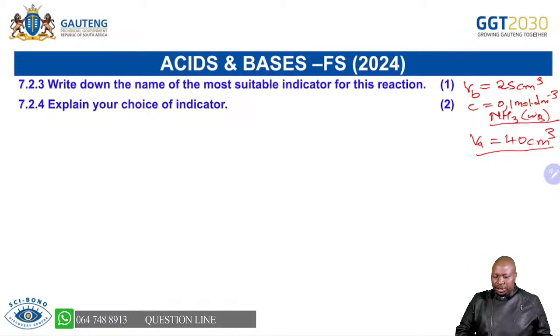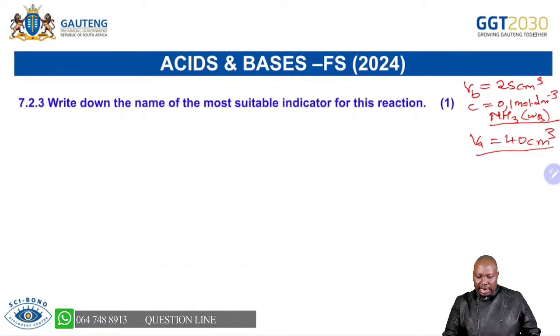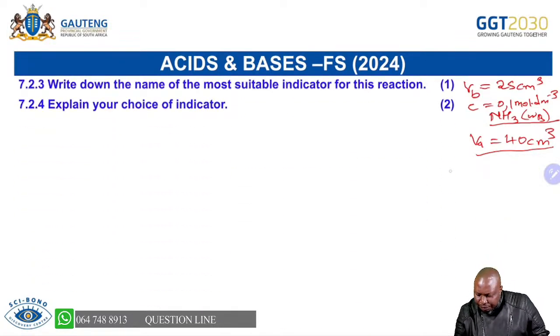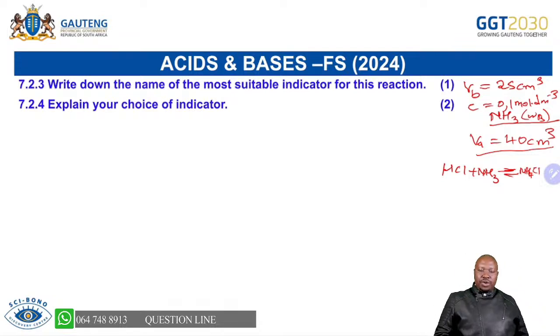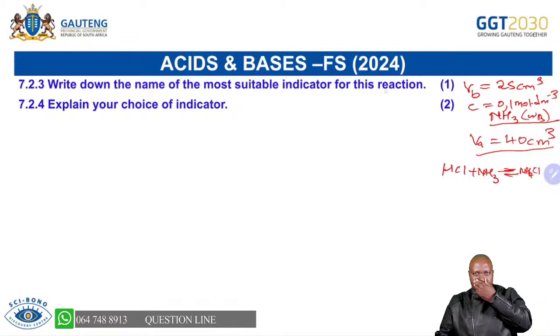I'm writing this information so that we don't have to go back. The other thing which is important is for you to remember the balanced equation. In our balanced equation, we have HCl reacting with ammonia to form ammonium chloride as a salt, which is NH4 plus and Cl minus. This is what we have so that we are able to answer the questions. Now, the question is saying, write down the name of the most suitable indicator for this reaction. So the question is, how do I know which indicator to choose when? That is the question that you are seated with.